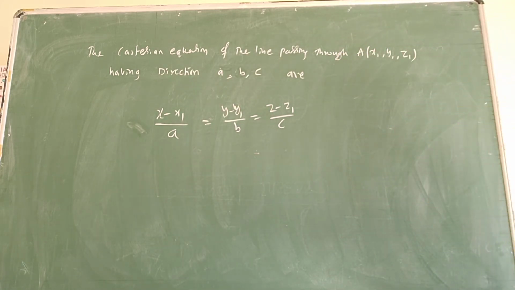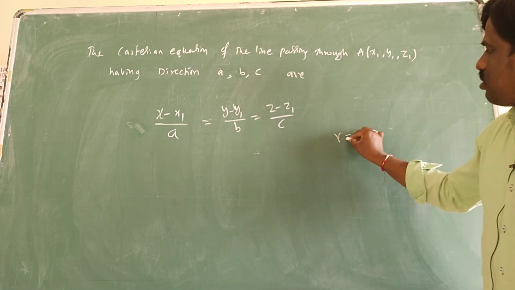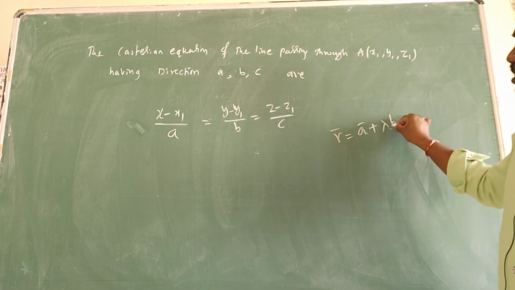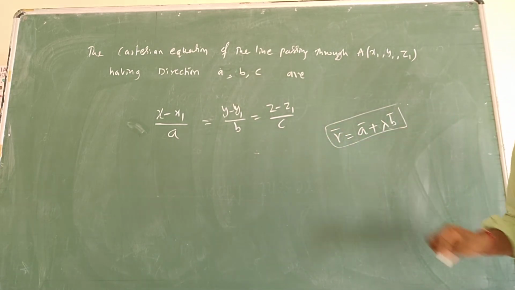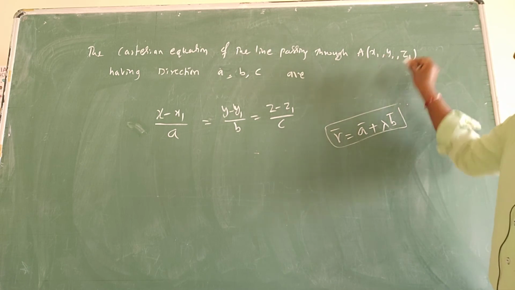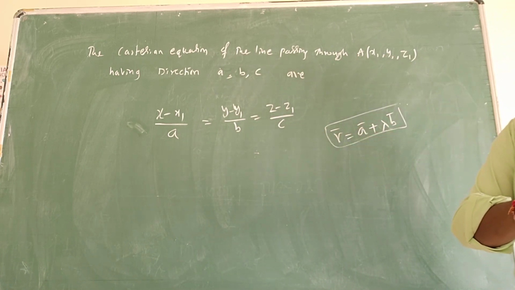The previous form is vector form. This is Cartesian form. The reason is, R is equal to A vector plus lambda times B vector. What form is this called? Vector form. Here A is x1, y1, z1. R is x comma y comma z.